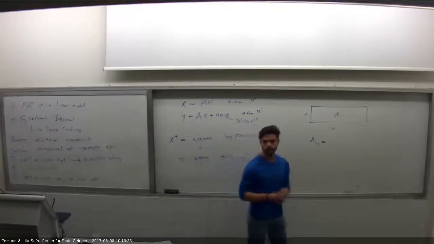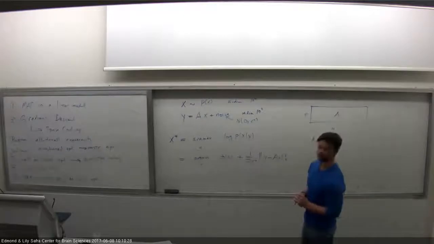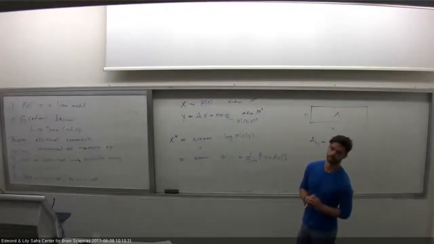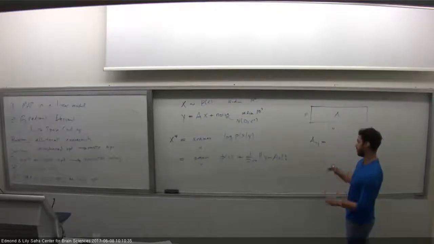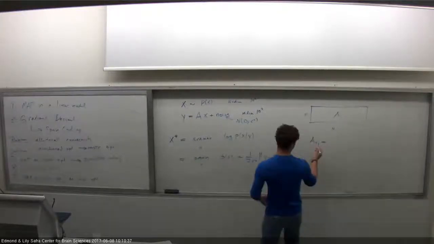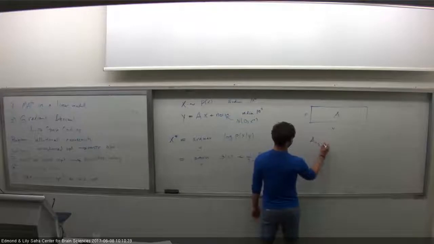I don't understand what x is. This is exactly the sparse coding problem. So A_ij is going to be some value that I'm just going to pick.